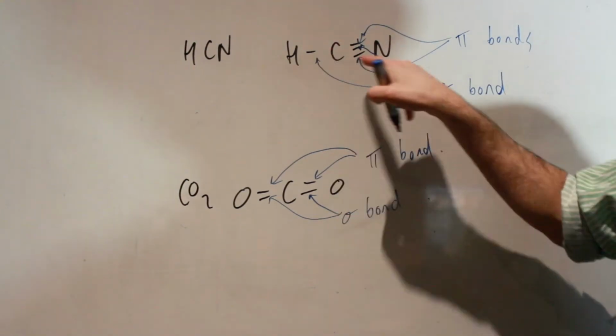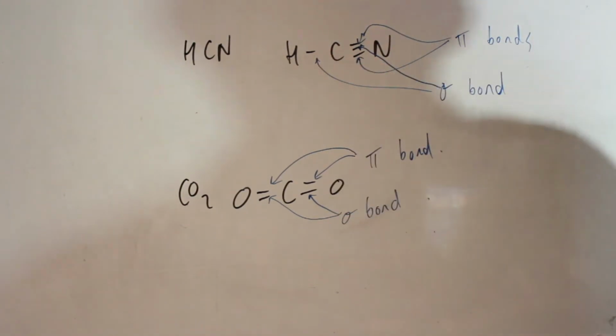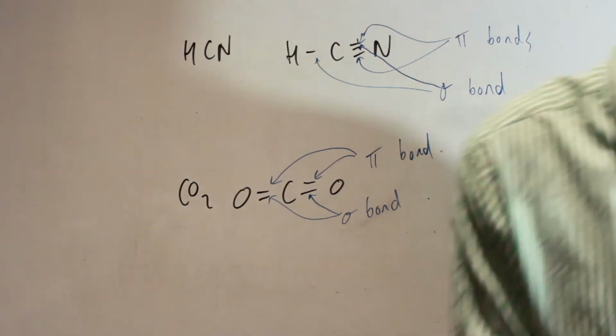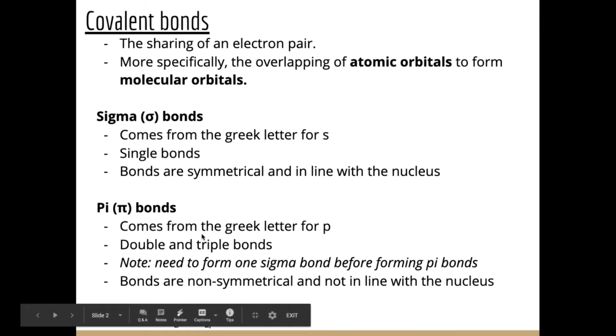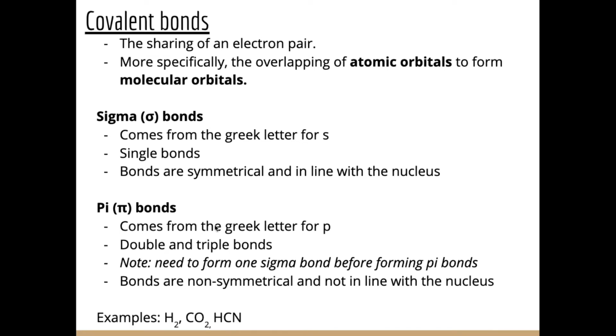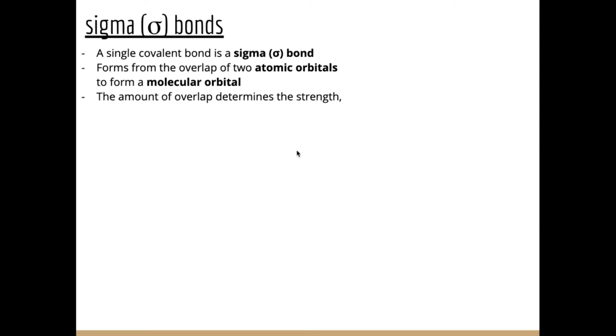So in this case, we've got two sigma bonds and we've got two pi bonds as well. Sigma are single bonds, pi are our double and triple bonds. Let's delve into this in more detail. Sigma bonds. A single covalent bond is a sigma bond. It forms from the overlap of two atomic orbitals to form a molecular orbital. The amount of overlap determines the strength.